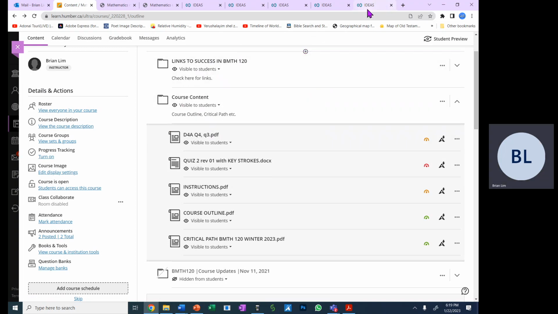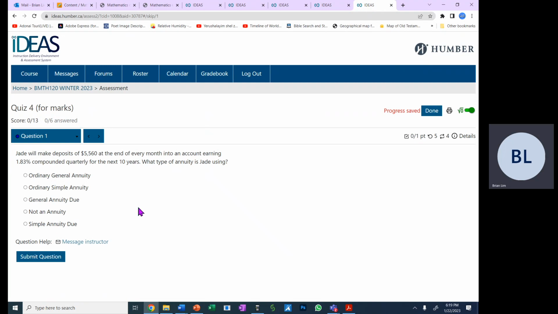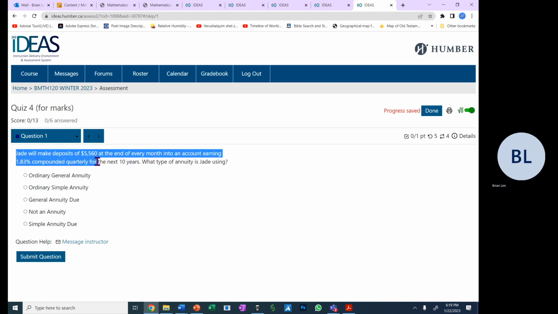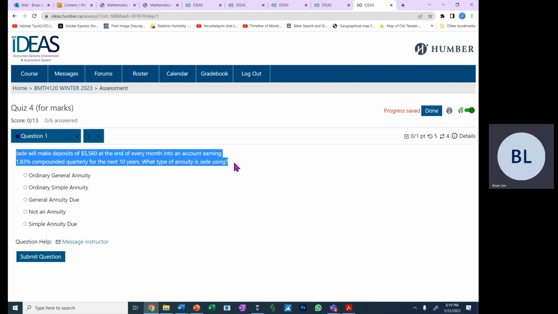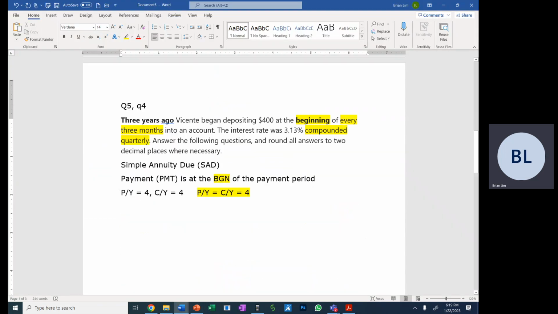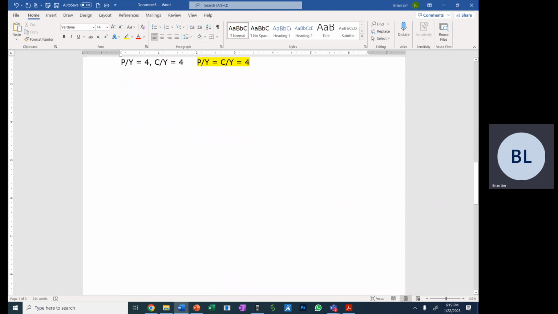Now we can have a look at the quiz itself. So this is quiz 4, question 1. Jade will make deposits at the end of every month into an account earning 1.83% compounded quarterly for the next 10 years. What type of annuity is Jade using? So let's copy this and let us paste it in here. All right, so what kind of annuity?